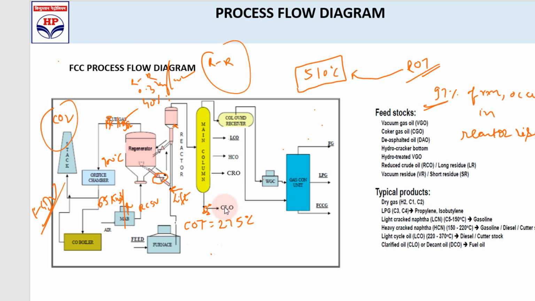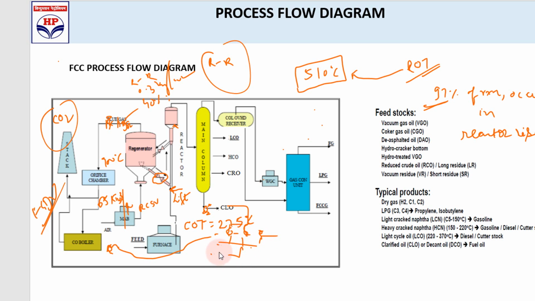From the slurry pump, what happens? It will go to the preheat exchangers. I told you, right? It goes to the preheat exchangers. It goes to the tube side, and the feed goes to the shell side. The shell side feed will go, and we are heating that, and we get this slurry after cooling.